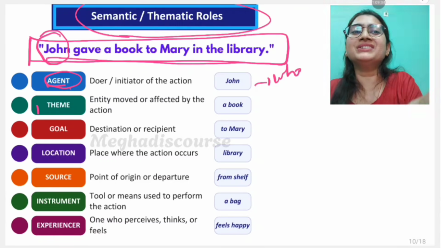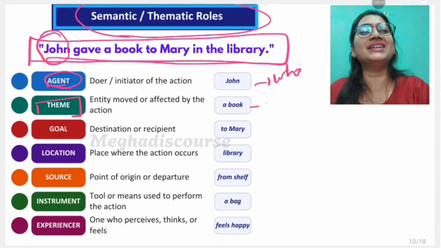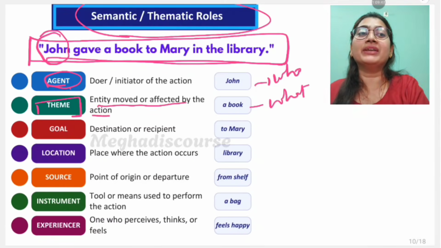Then we have theme. What is the theme of this line? Book. Who has given to whom and what? That is the book. So theme, you can say, is given, you apply of what and which. So it is the entity moved or affected by the action.